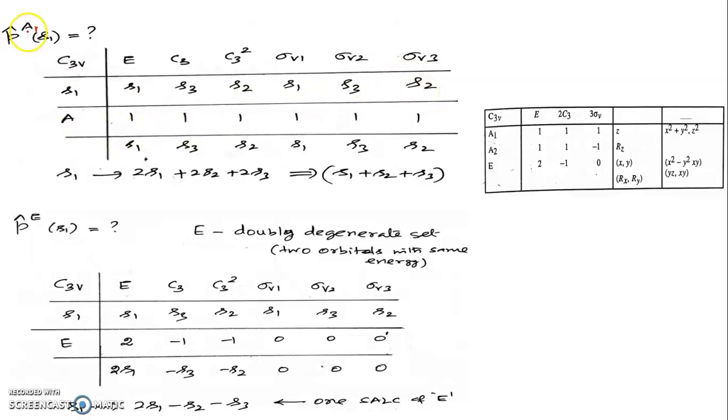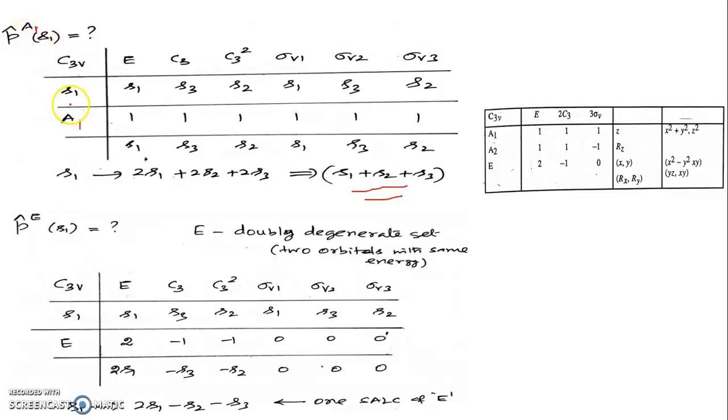Now what to do? Take the characters of A1. What are the characters of A1? The characters of A1 are 1, 1, 1, 1. So take the characters, multiply these two. If you multiply these, you will get this answer, and add all the values. If you add, you will get 2s1, 2s2 and 2s3. Now take the common coefficient, so you will get s1 plus s2 plus s3. This is the actual function which corresponds to the group orbital having the SALC A1.